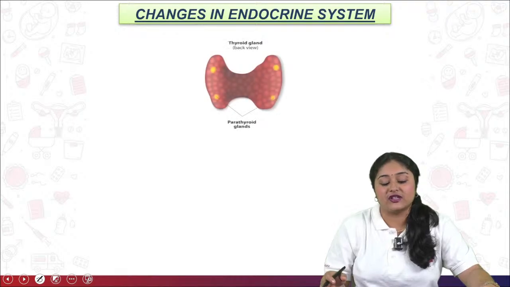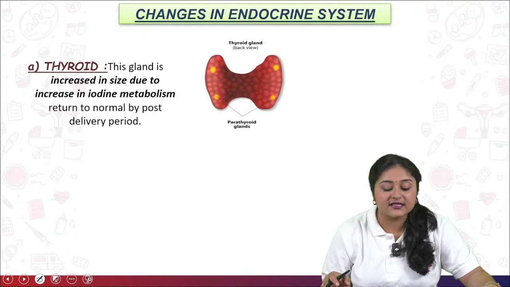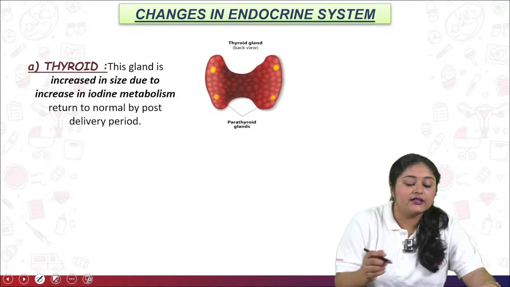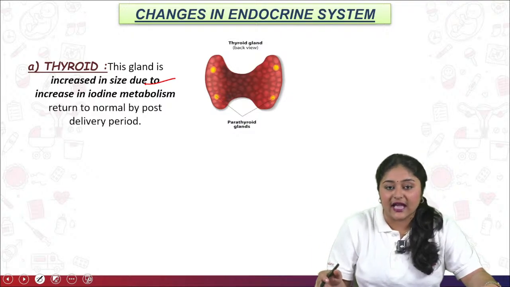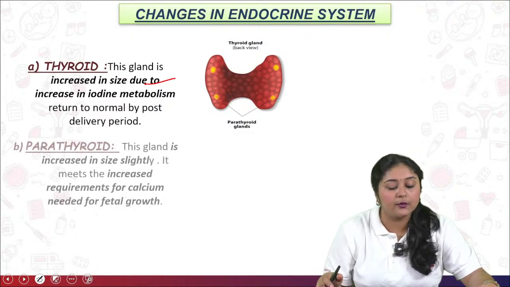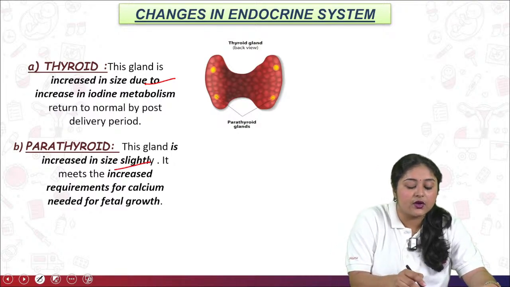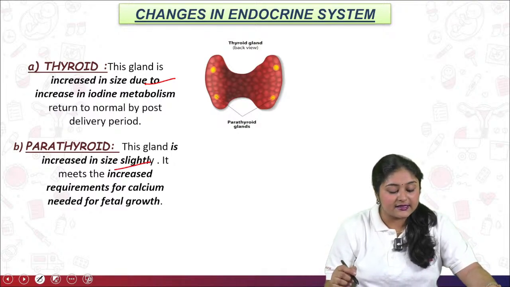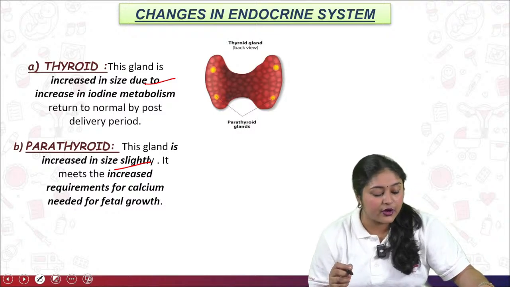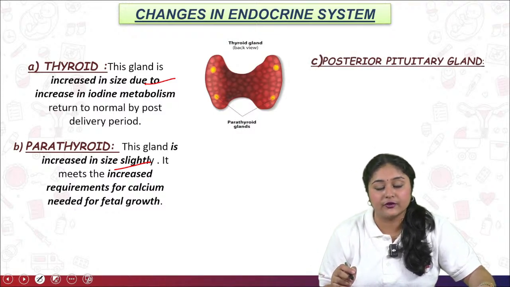Now come to the changes in the endocrine system. First is the thyroid gland. The thyroid gland increases in size due to increased iodine metabolism, and it returns to normal by the post-delivery period. The parathyroid gland also increases slightly in size, but it meets the increased requirement of calcium needed for fetal growth.